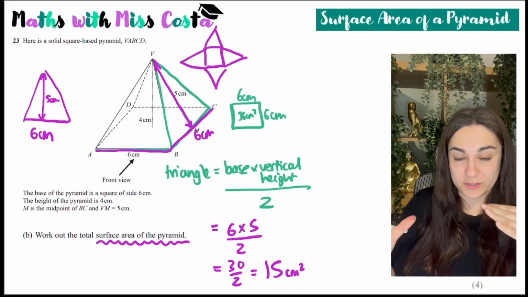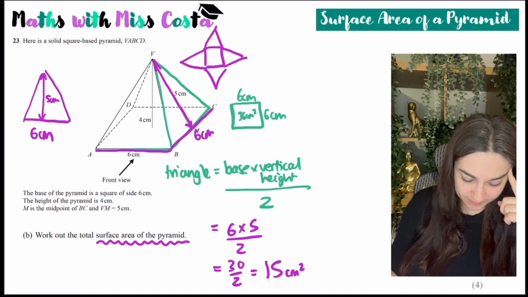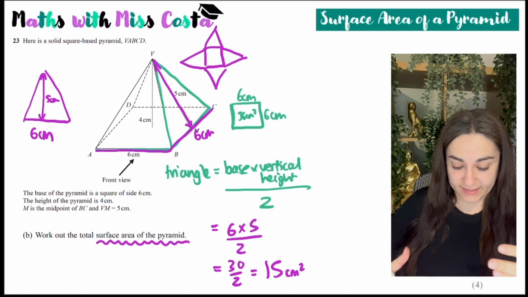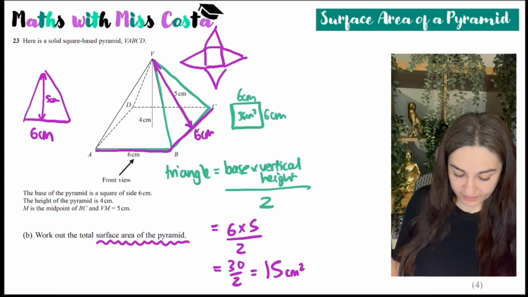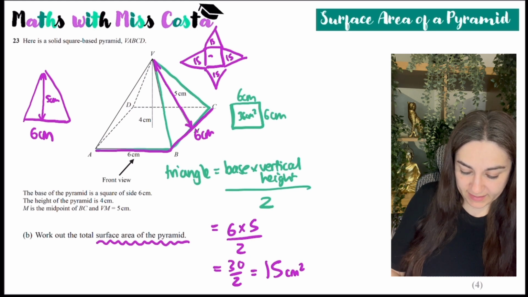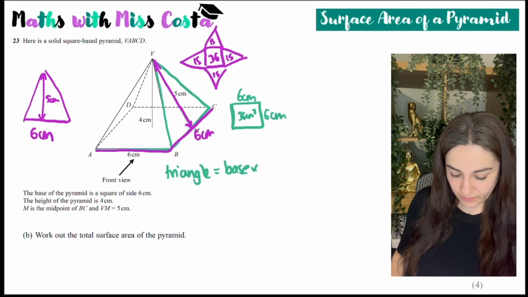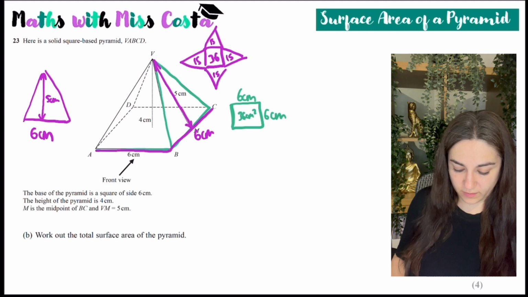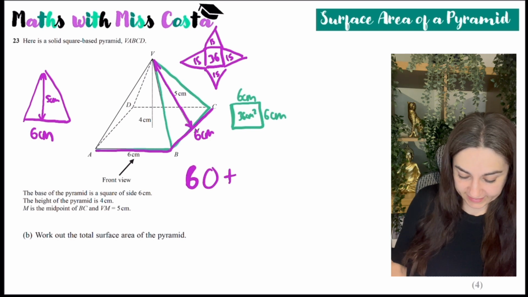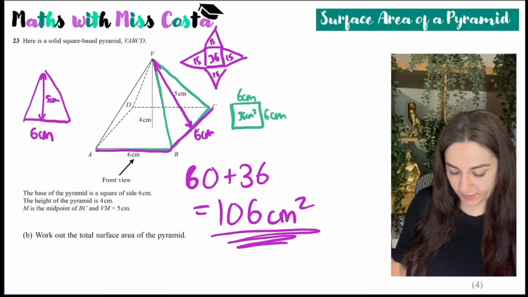So it's a surface area, which means I need to work out the area of each part. And because it's a square-based pyramid, each face is going to be equal. So I've got 4 equal triangles that are 15 centimeters squared each. So I could label it here. That's 15, that's 15, that's 15, that's 15, and that's 36. And then I add them all together. So 15 times by 4, I could do first. 15 plus 15 is 30. Double that is 60. So I've got 60 plus 36, which is 106 centimeters squared.